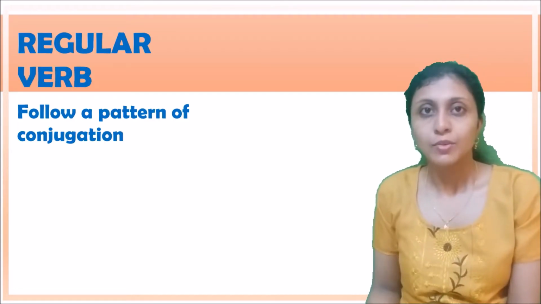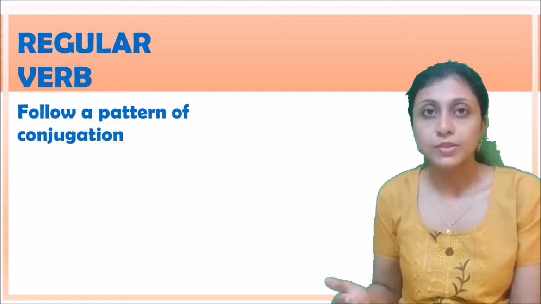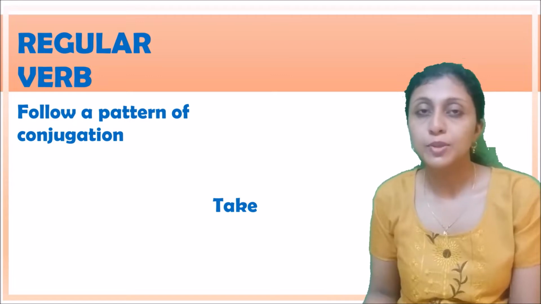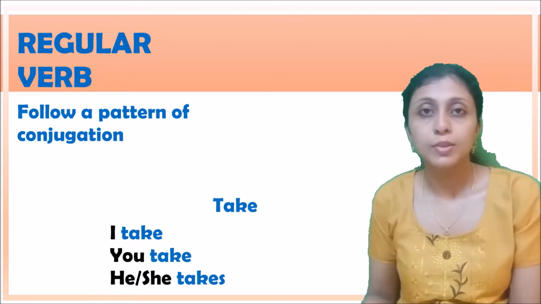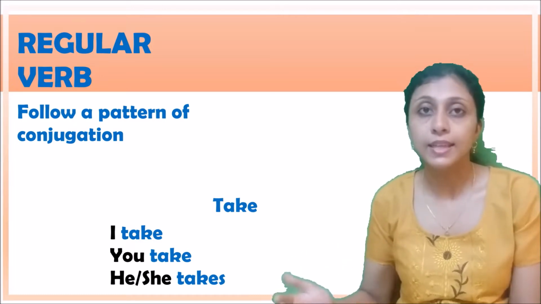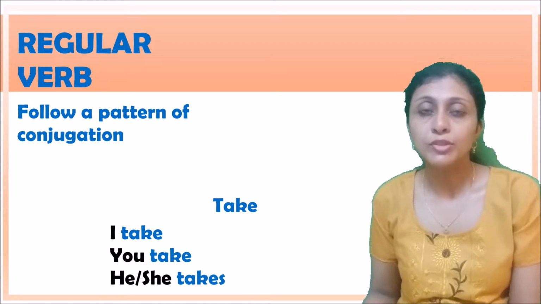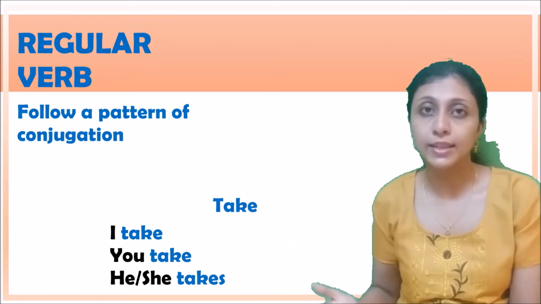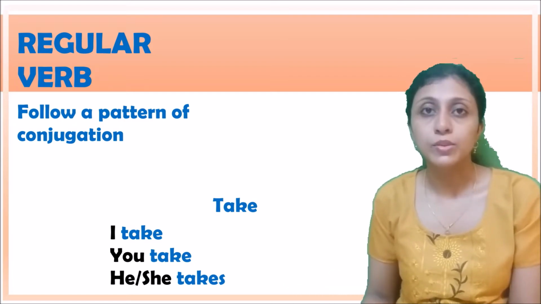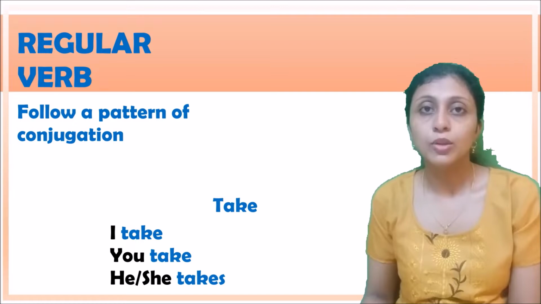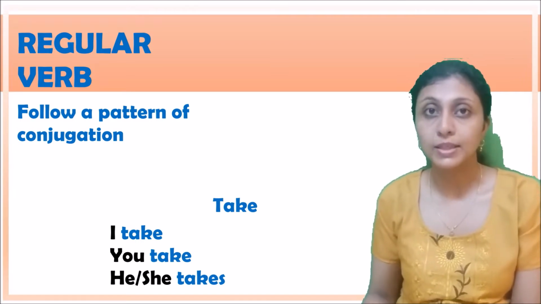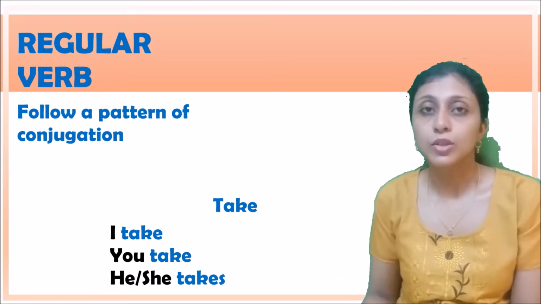By conjugation, we mean the different forms of the same verb. If you take the verb take, in the first person it would be I take. Second person, you take. He or she, it would be he takes. So here you find that the verb changes its form from take to takes when it is used with he or she, and when the verbs are used in the different tenses. If the verb take is in the simple present tense, then the simple past would be took. This is what we mean by the conjugation of a verb.